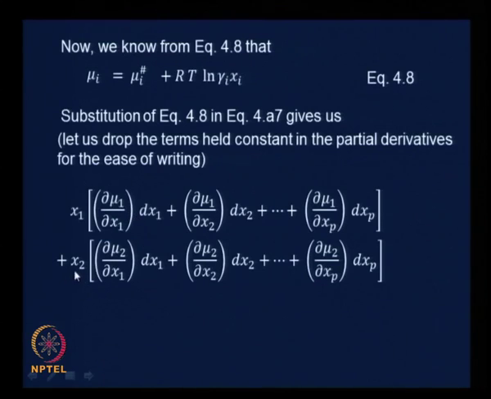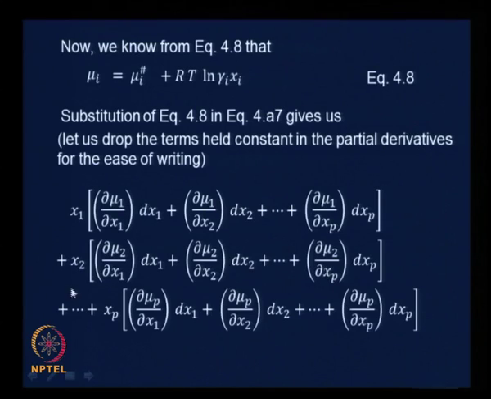So, let us look at the second term, x2 dou mu 2 dou x1 dx1 plus dou mu 2 dou x2 dx2 and so on till dou mu 2 dou xp dxp. What I meant by dropping the terms is we need to write here constant T, p, xj and so on. That is what I am not going to do here, just for ease of writing, but it is well understood here. So, there is no difficulty. You go on by changing the I term to cover all i's and so on till xp dou mu p dou x1 dx1, dou mu p dou x2 dx2 and so on until dou mu p dou xp dxp.